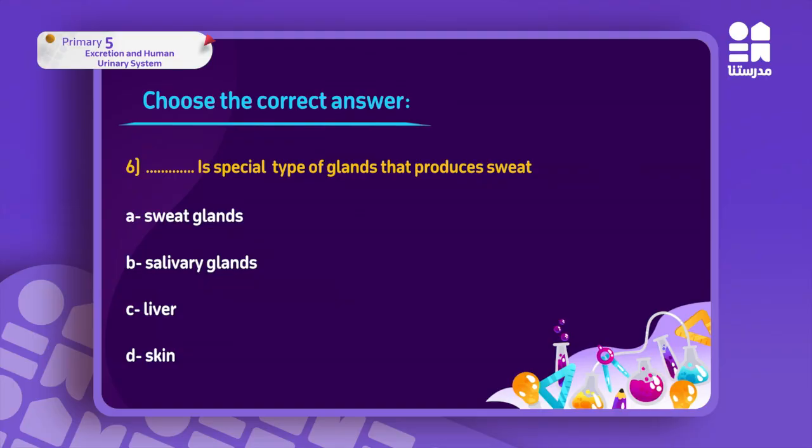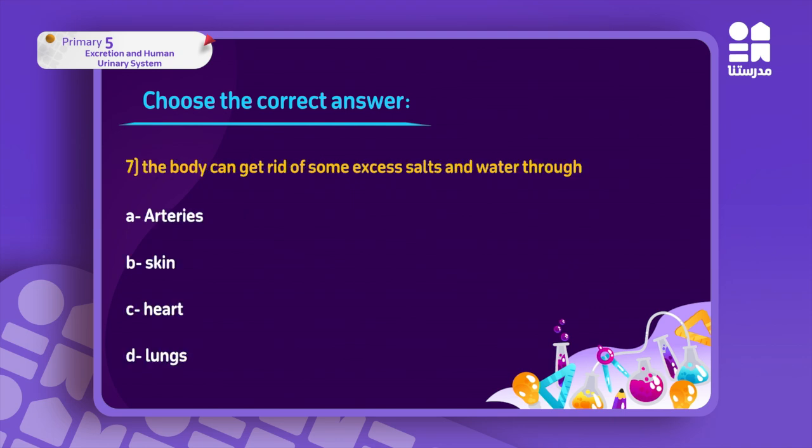Number 6, it is a special type of glands that produces sweat: sweat glands, salivary glands, liver, or skin. So we know it is in the skin, but it is called glands. So it is sweat glands. Perfect. The last one, the body can get rid of some excess salt and water through arteries, skin, heart, or lungs. Through what? Through our skin in the form of sweat. Amazing. So that's it for these questions.